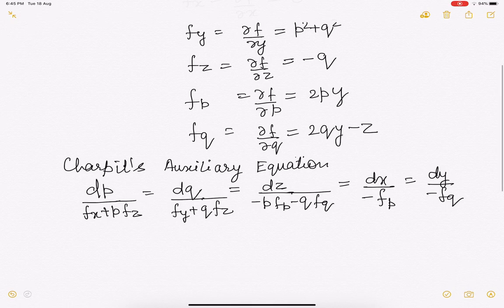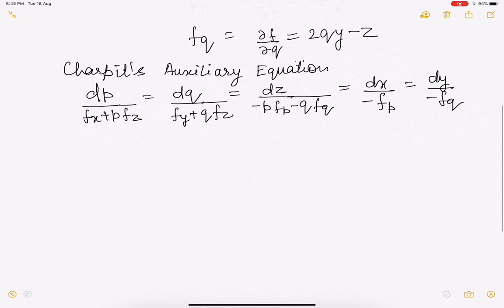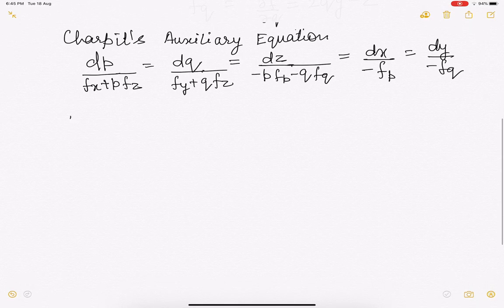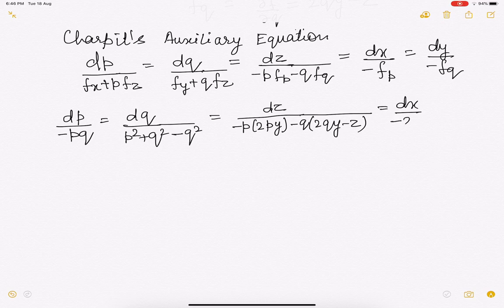Let us put the values here. So on putting the values, we get dp upon minus pq, dq upon p square plus q square minus q square, is equal to dz upon minus p times 2py minus q times (2qy minus z), is equal to dx upon minus 2py, is equal to dy upon z minus 2qy.